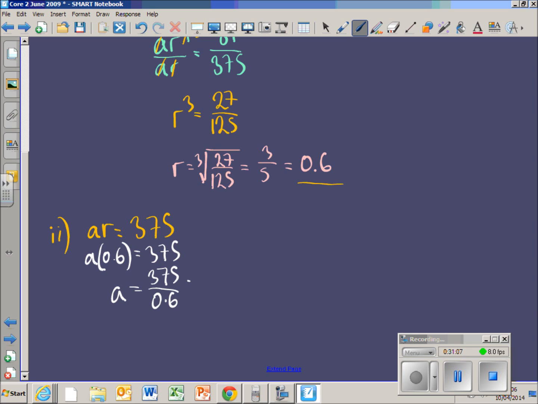And what do I get? Is it 625? Okay, is everyone happy with that? So the first value in the sequence is 625. The second value is 375, and so on like that.